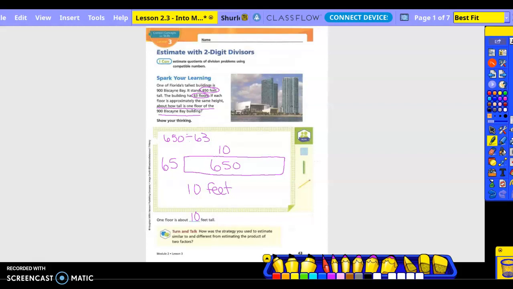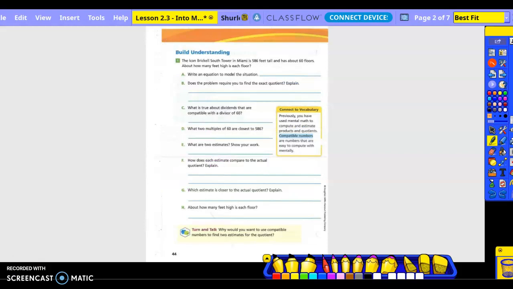Learning to understanding number one: the Icon Brickell Gale Tower in Miami is 586 feet tall and has about 60 floors. About how many feet high is each floor? The word about tells us that we need an estimation, right? So our original equation would be 586 divided by 60. Does this problem require you to find an exact quotient? No, they want an estimate because they use the word about.